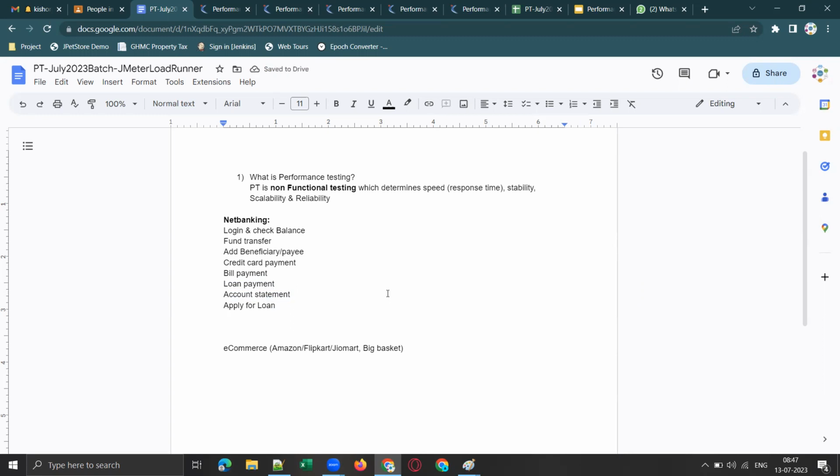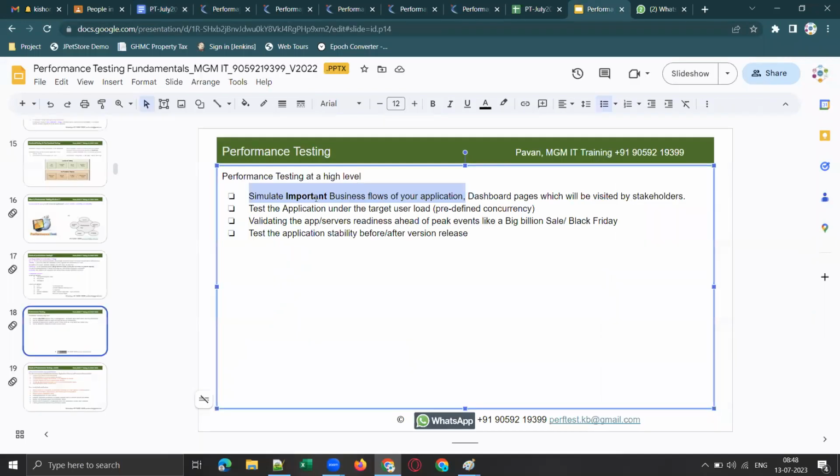And once in a while, we may be updating our address or mobile number or email ID also, right? So mostly we log in and check balance and then fund transfer. If you want to do fund transfer, you need to add someone as a beneficiary, and then credit card payment, bill payment, loan payment, etc. So these are the important business flows of a net banking application, right? That's what this means: simulate important business flows of the application. First, we will identify what are the important business flows. Then we will see how to simulate. We will see that later in the coming up sessions.